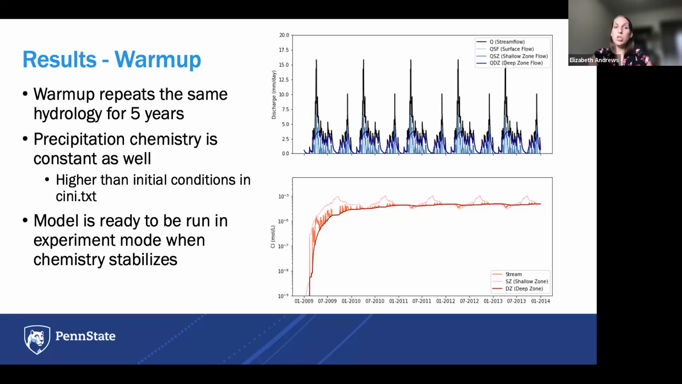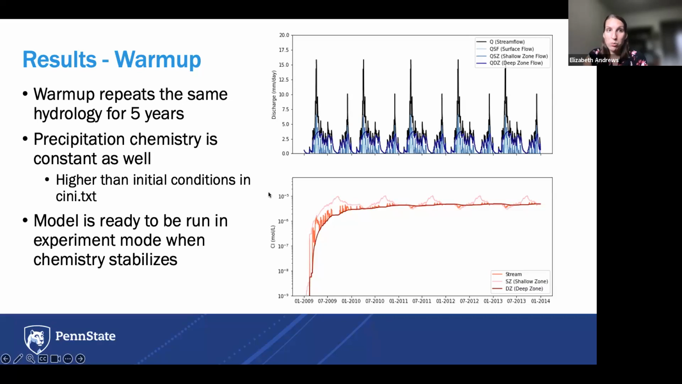And so if we look at the output, we have the hydrology with discharge on the y-axis and time on the x-axis. And this should look exactly like what we just saw, except we now have 5 years of data instead of just the 1. The hydrology is exactly the same.